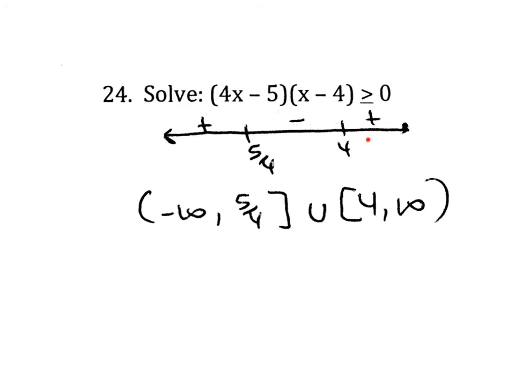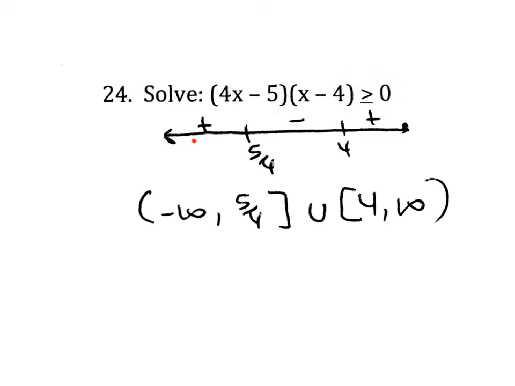Remember, the signs are going to alternate on your number line. So I plugged in 0, and when I did that, it gave me -5 and -4. -5 times -4 is positive 20, so it was 20, which means that's plus, that's minus. I also plugged in a big number just to double check, and it worked also. It was positive. So I'm looking for where the answers are positive.